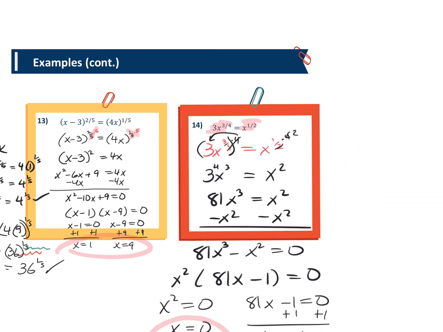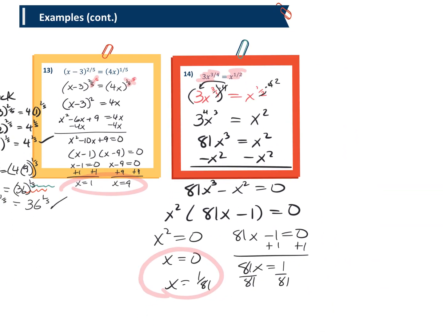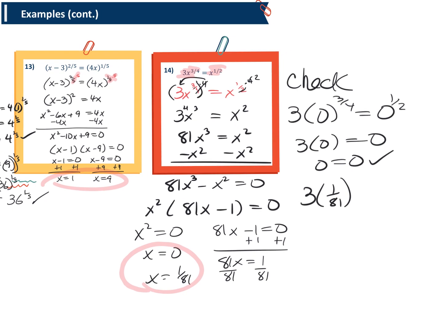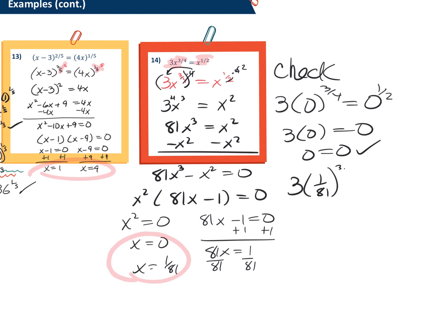So let's do the check. So now I'm going to plug in both answers. So once I plug in 0, 3 times 0 raised to the 3/4 power equals 0 raised to the 1/2 power. This just becomes 3 times 0. 0 equals 0. That one works. And then here, 1 over 81 is going to be raised to the 3/4 power equals 1 over 81 raised to the 1/2 power. Remember, raised to the 1/2 power is really like doing the square root of 1 over 81.